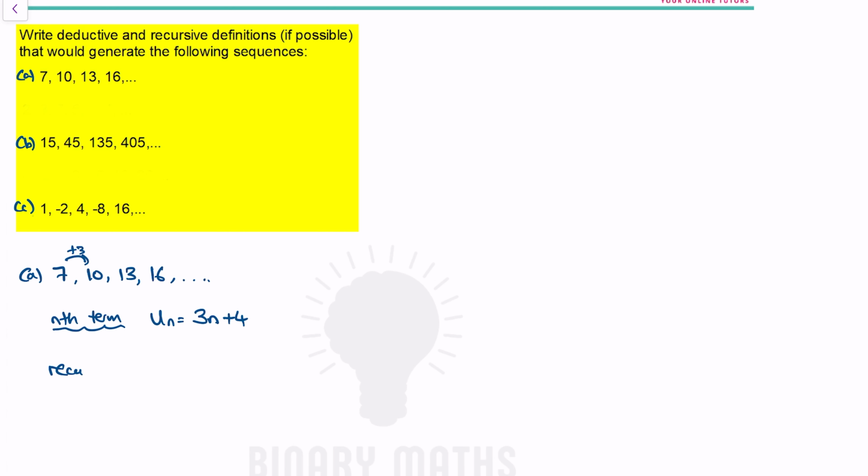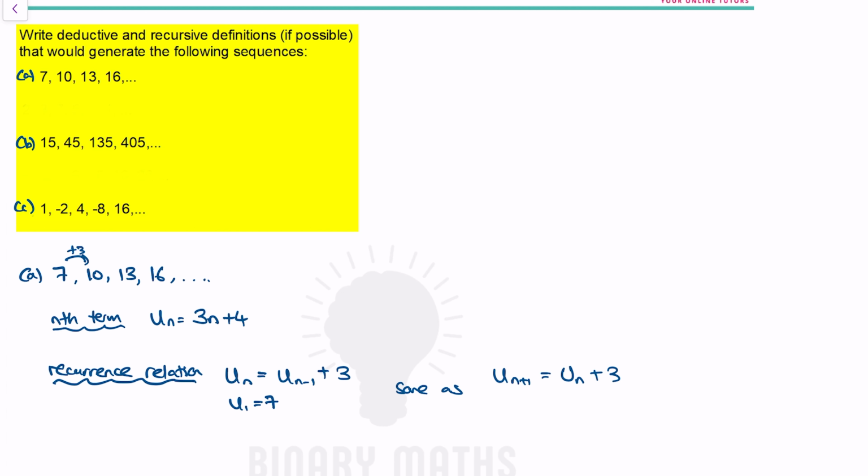Now I need to write a recurrence relation for this same thing. So for a recurrence relation, I need to first define what the first term is, which is u1 is equal to 7. To get the next term, un, I need to take the previous term, un minus 1, and add 3. Just to be aware, this is the same as writing u sub n plus 1 is equal to un plus 3, because that still means to find the next term, you have to take the previous term and add 3, and u1 is equal to 7. So it doesn't matter as long as these are 1 away from each other.